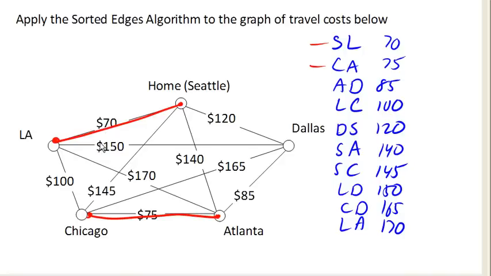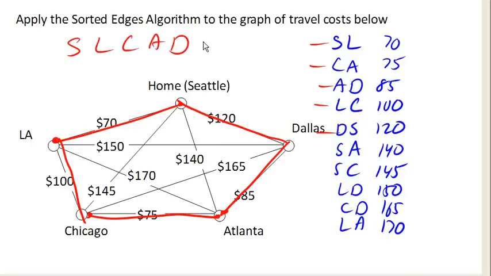So next we've got Atlanta to Dallas. That's our next cheapest. LA to Chicago. Dallas to Seattle. And okay, we got really lucky. We're done at this point, and we have our circuit. Seattle, LA, Chicago, Atlanta, Dallas, and back home to Seattle is what we get from the sorted edges algorithm here.